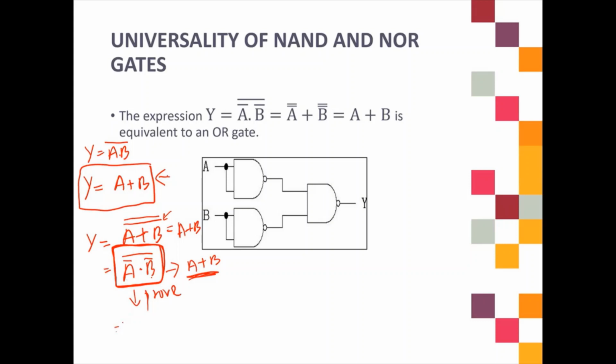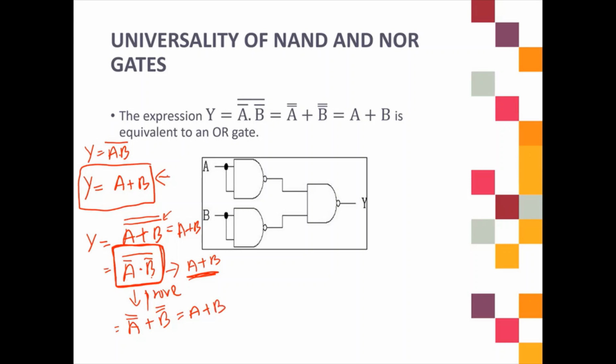So when you apply De Morgan, you will get A double invert, I split it here, plus B double invert. So A double invert plus B double invert is actually equal to A plus B. You get it? Do you see it?